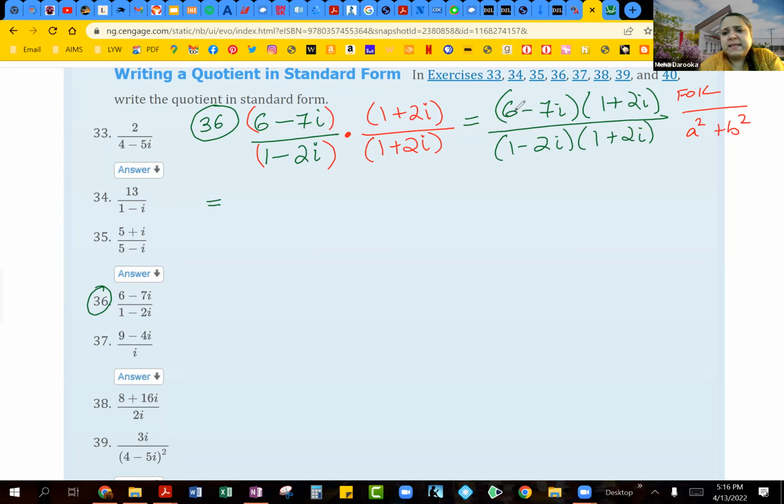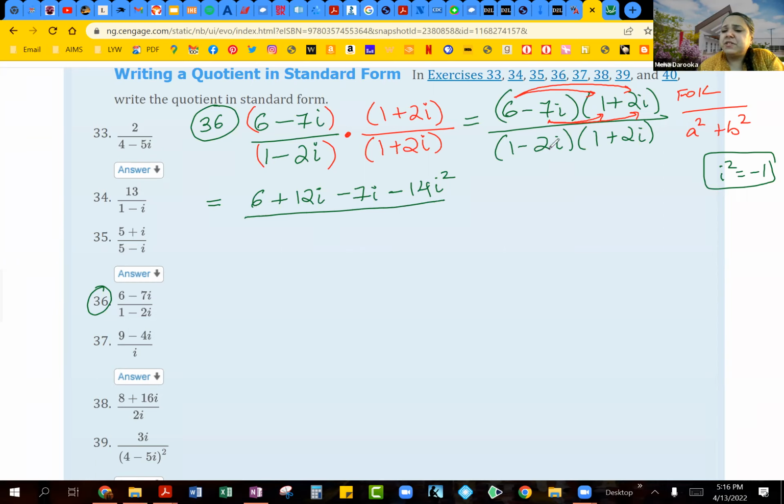So let's see, 6 times 1 will be 6. Doing the FOIL method, then you are doing 6 times 2i. They're both positive, so 6 times 2 will be 12. So this becomes 12i. Then the inner term, negative 7i with 1 will be negative 7i. And for the last one, you're taking negative 7i multiplied with positive 2i. So positive times negative will be negative. 7 times 2 is 14. And then, of course, i times i will give you i squared. But then remember, i squared becomes negative 1.